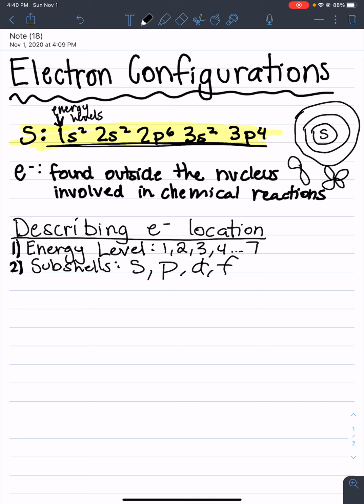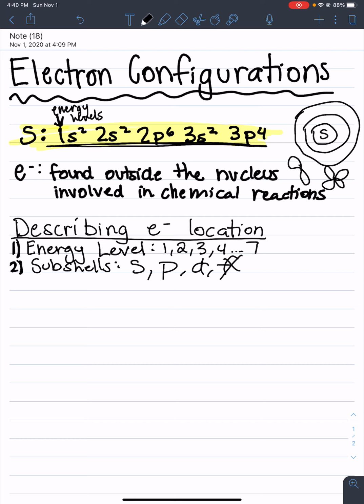In this class, we're actually not going to talk about F at all. But in college, they might talk about F. So I want you to know that there is F, but for this class, we're just going to be talking about S, P, and D. And these actually have different shapes. For this class, you're not going to need to know their different shapes, but I'm going to write them down to show you what shapes they have, so that if you go to college, it'll be something that's in your mind.